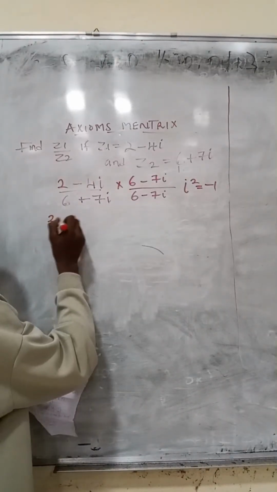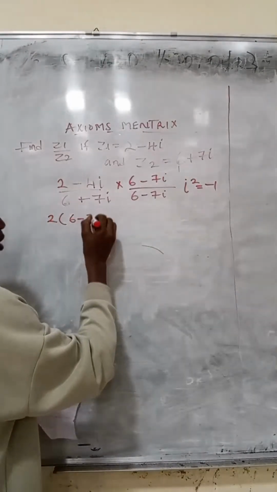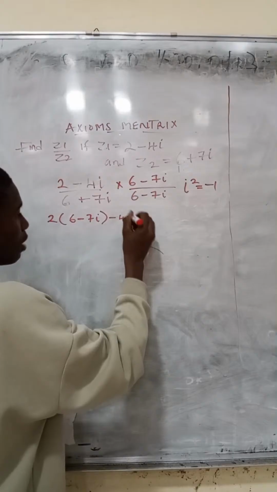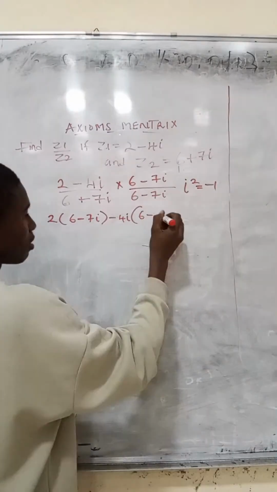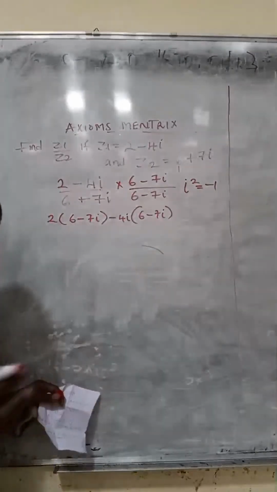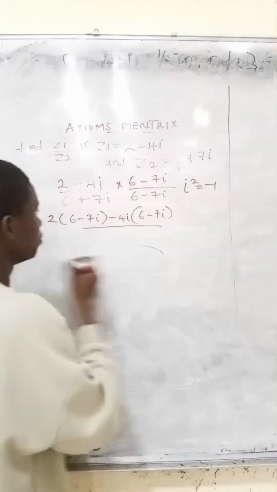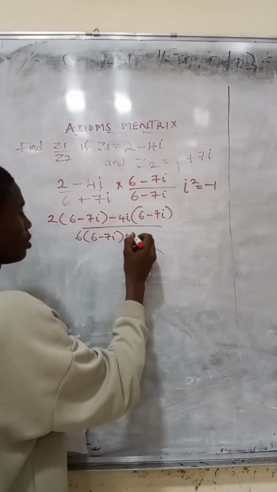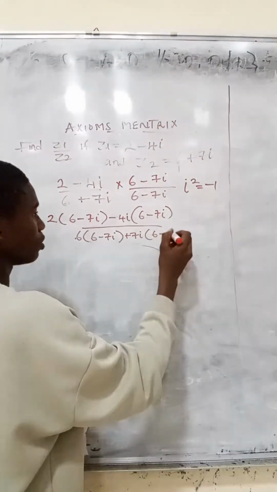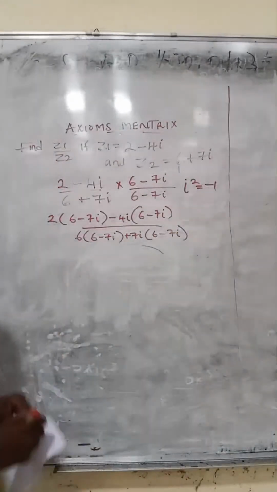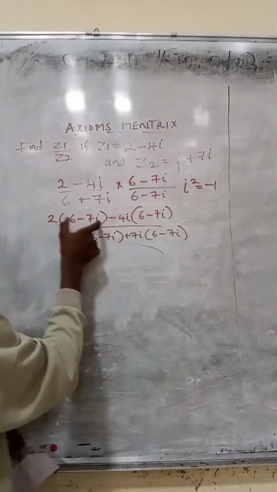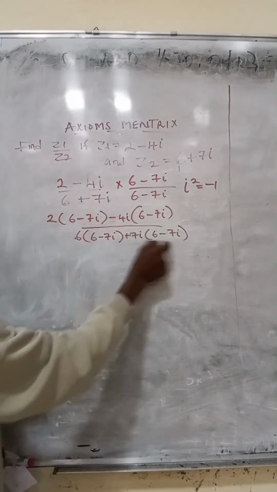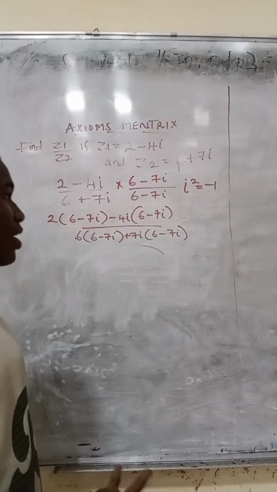I'm going to say 2 multiplied by everything here: 6 minus 7i, plus, okay, this is negative, minus 4i times 6 minus 7i. I hope you're following, right? From this place, I'm going to say 6 over 6 minus 7i plus 7i bracket 6 minus 7i. So I just use this to expand everything here, this times everything here. Now let's continue from this point.